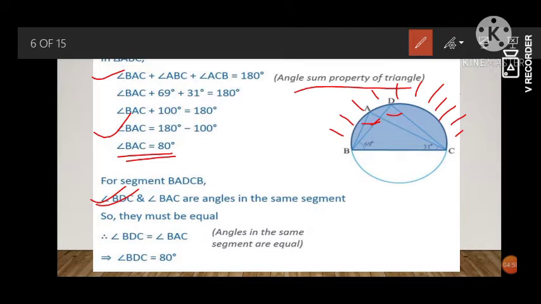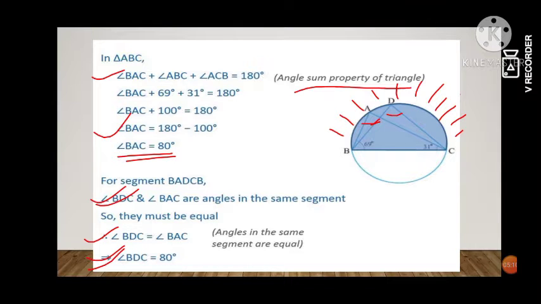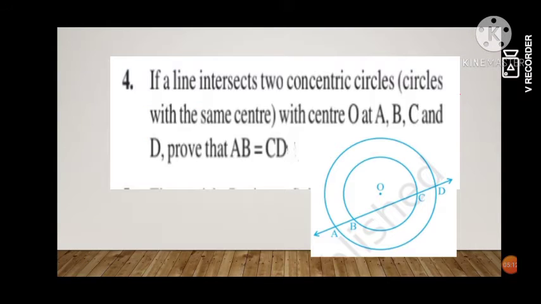So by this theorem we can say angle BDC is equal to angle BAC. Therefore, angle BDC is equal to 80 degree. So this is our answer for question number 3.